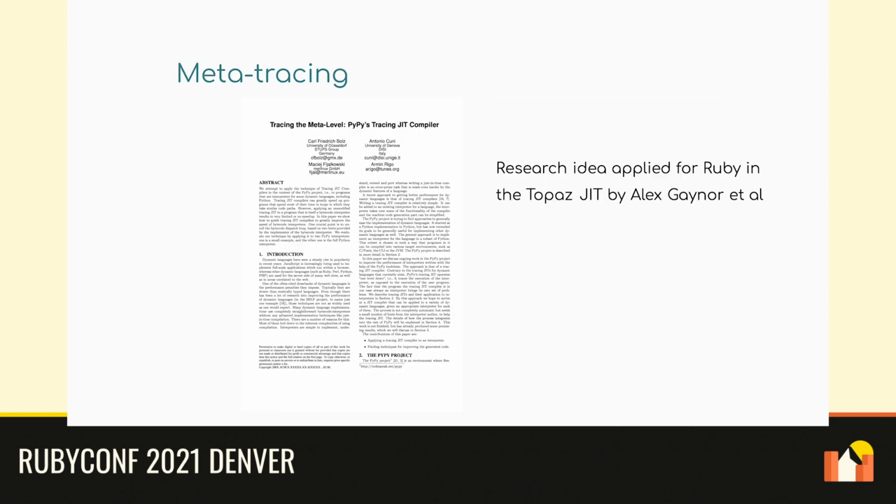Beyond tracing, there's an idea of meta tracing. The idea is that you trace the code which implements an interpreter. So you write a simple interpreter in a language like Python or Ruby or Java, and then you trace the code behind that interpreter and generate a compiler from that automatically. So this is what PyPy does. This is a research idea applied for Ruby in the Topaz JIT by Alex Gaynor and others.